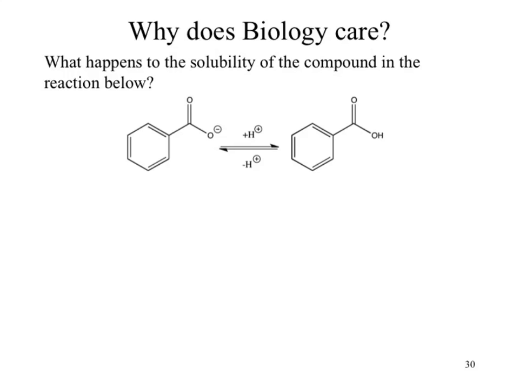We move from a compound that is ionic, which is highly soluble in H2O, to a compound that is hydrogen bonding. And while we might predict there is some similarity in hydrogen bonding, so we might see some solubility, is it going to be highly soluble? No. So a simple change in the location of a hydrogen ion within a structure can take a compound from being incredibly soluble to not so soluble.